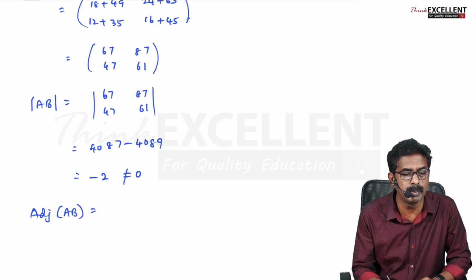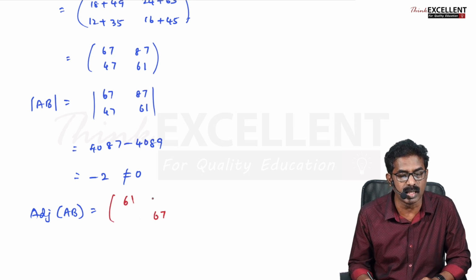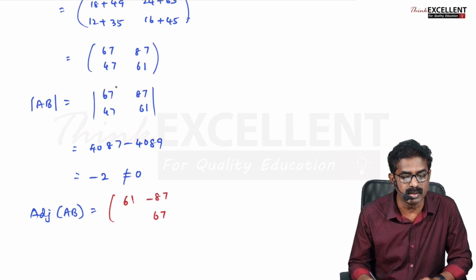So easily you can do it. This is AB, no? Principal diagonal interchange: 67, 61, you write 61, 67. The other two elements change the sign. 87, you write minus 87. 47, you write minus 47.